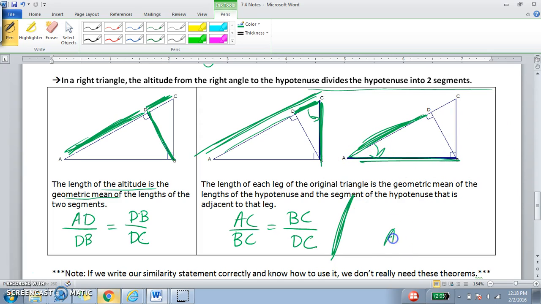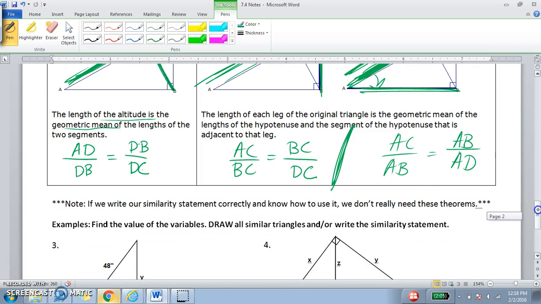This leg, AB, is the geometric mean, so I put that in two spots. It's just the definition of geometric mean. It's the geometric mean between, again, the entire hypotenuse, so AC, and the piece that this one is closer to. So now this is closer to AD.